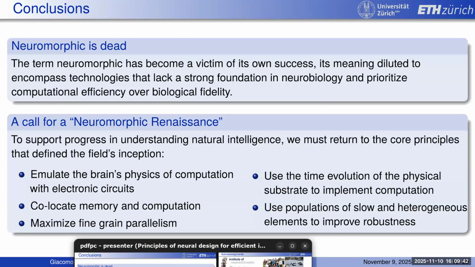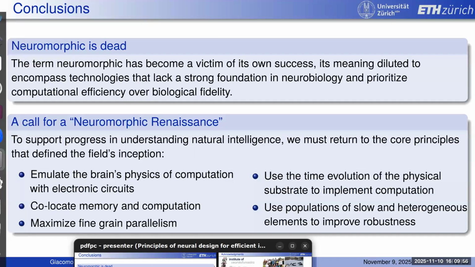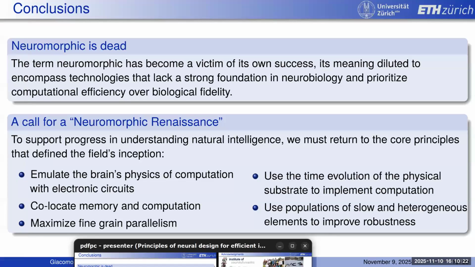These principles of neural design are the classic ones that any neuroscientist knows: emulate the physics, co-localize memory and computation, maximize the parallelism, compute through time, and use populations of slow and heterogeneous elements. This is actually a feature, and it's not a bug, like it was thought for so many years. And more papers, especially in the last 5 years, are coming out also from software simulations showing how adding variability and heterogeneity improves accuracy in computation. And also the other one I didn't write here, but it's oscillations. More and more papers are showing how you can improve on the MNIST benchmark if you have oscillations in these networks.